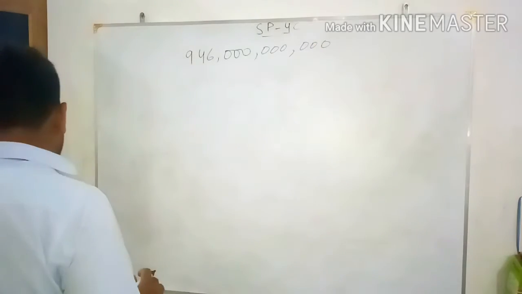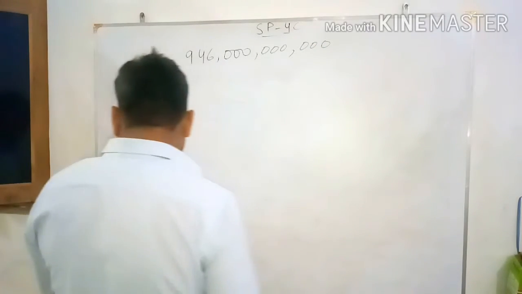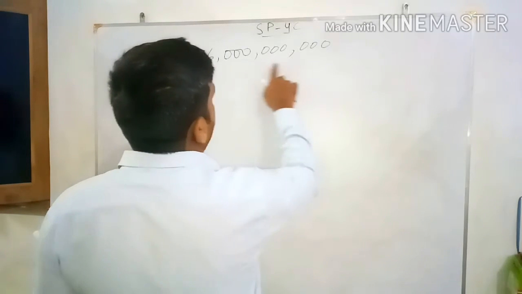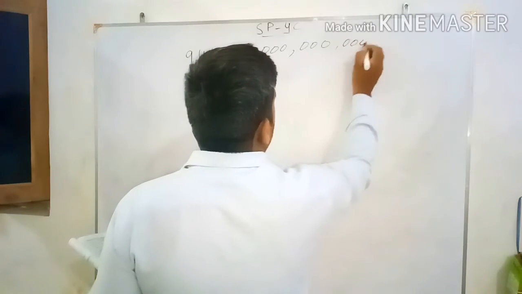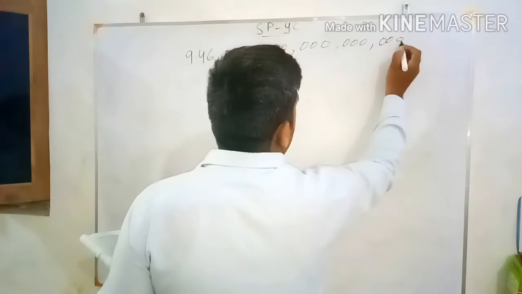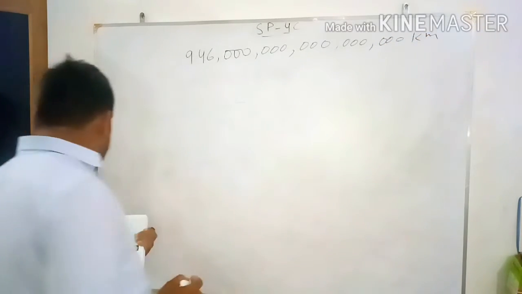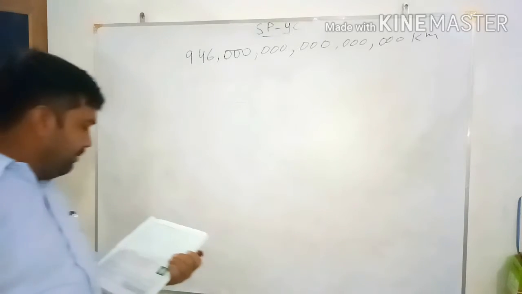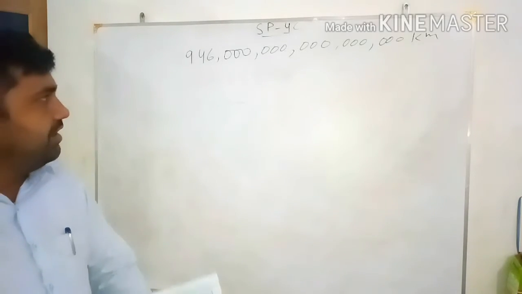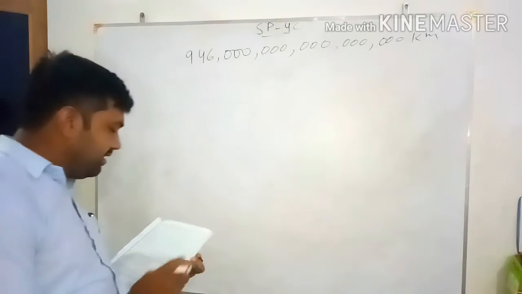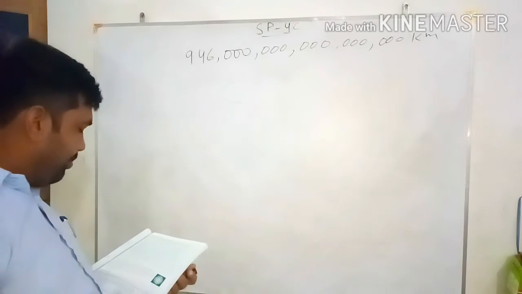See, so 1 2 3 4 5, 1 2 3, 4, 5. This much distance is the width of the Milky Way galaxy from its edge. This width is given. So how do we have to express this in the scientific notation, as a product of two factors?